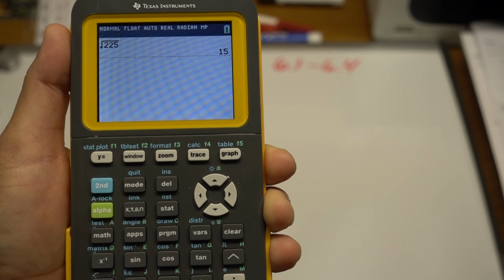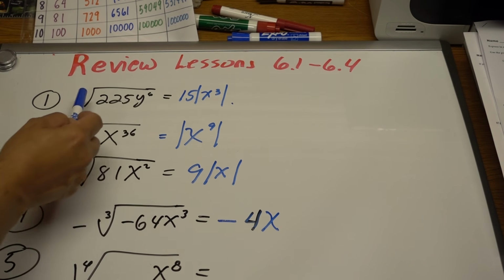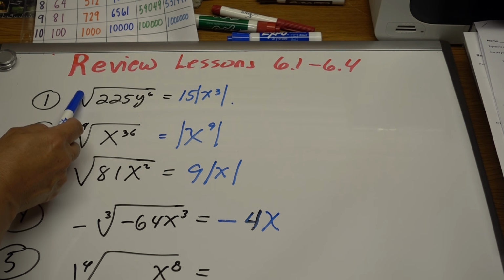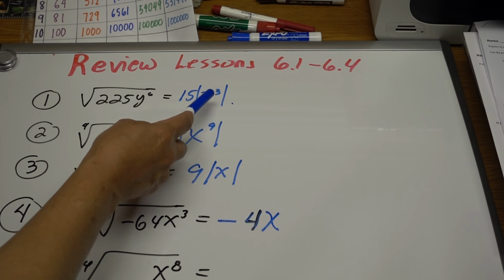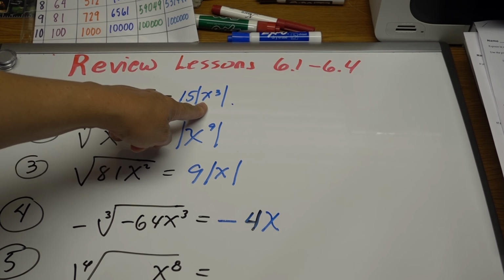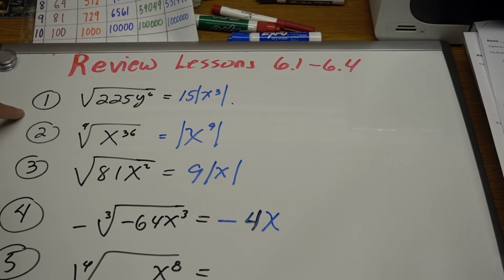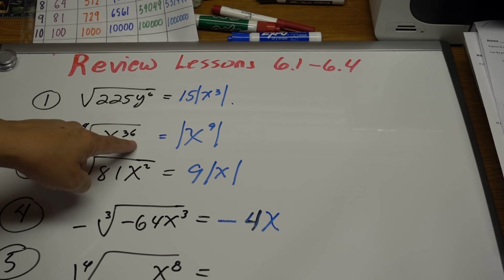So that's a perfect square root, and y to the 6th power, divided by 2, will be 6 over 2, which is 3, so it's y to the 3rd power. And there's a possibility that this can be negative, so we're going to insert absolute values. So that's number 1.